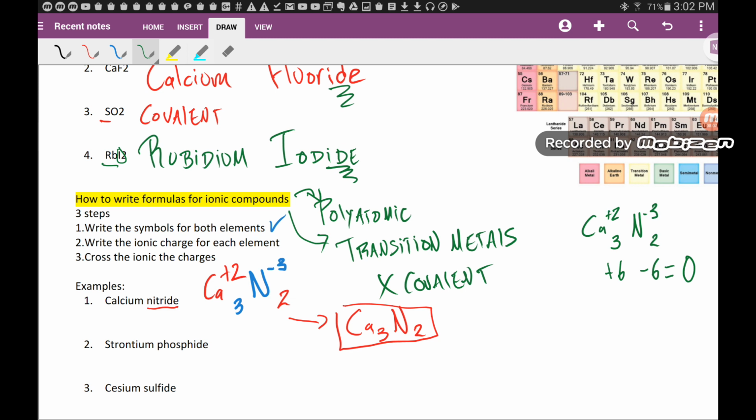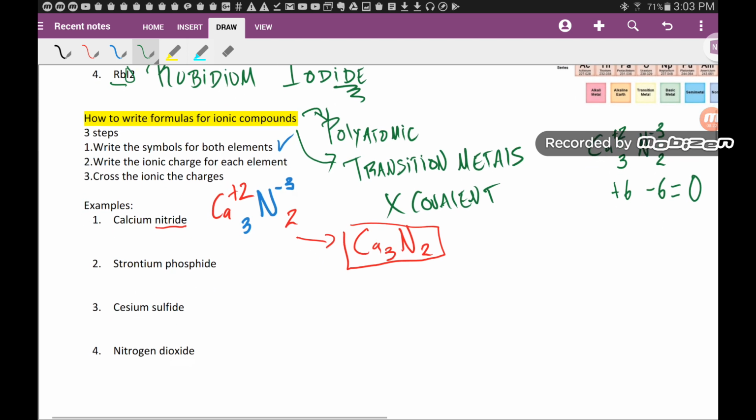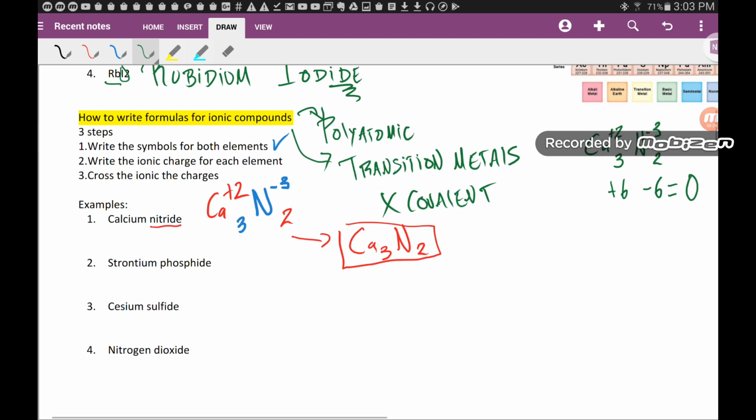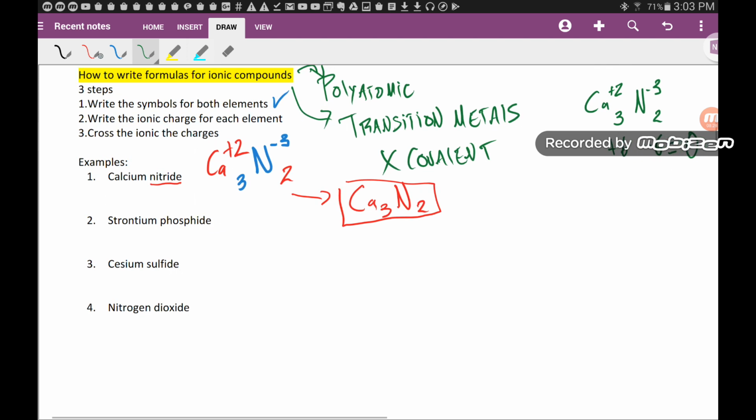Because whenever these two elements combine, they're trying to become stable by being neutral. Okay, whenever these two ions come together, they combine in order to become neutral. Okay, so that's why we cross charges. Okay, and I just wanted to explain that. So let's move on to the next example.